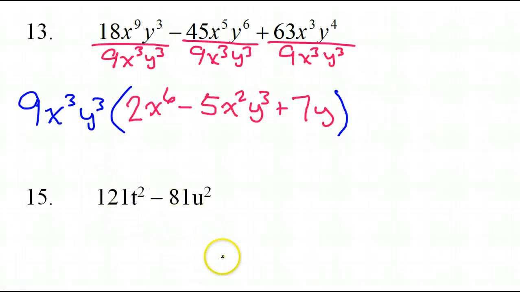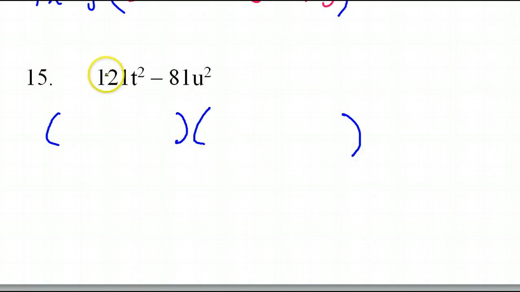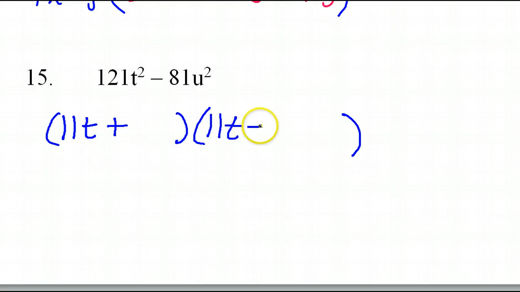Alright, now for this one there's no GCF, but luckily this is the difference of 2 squares. So we are going to use our difference of 2 squares pattern that we have memorized, and we are going to factor these by splitting these perfect squares right down the middle. 121 is 11 times 11. Of course, t squared is t times t. And then we know one of these will be plus and one of these is minus. That's how the middle terms get canceled out.